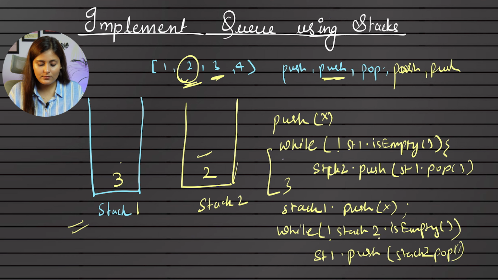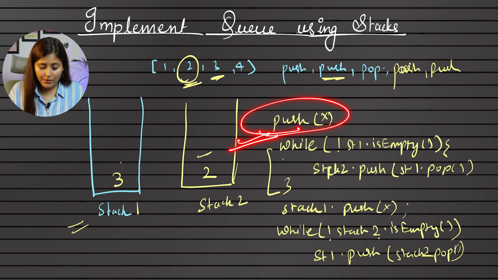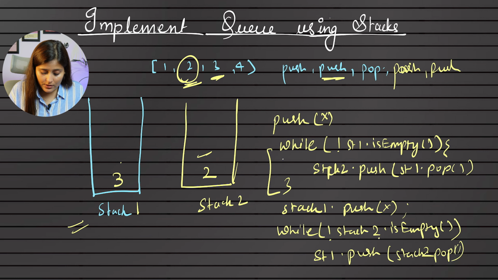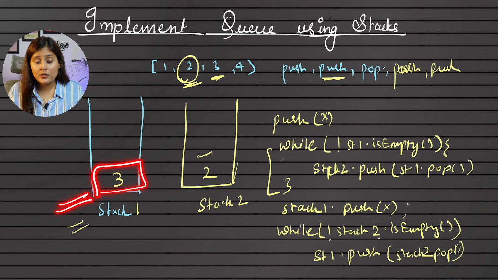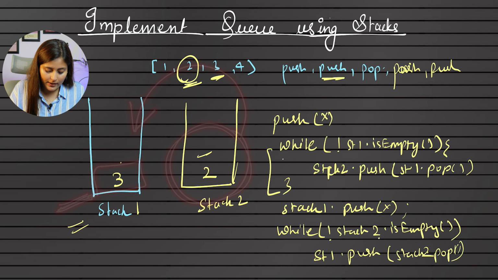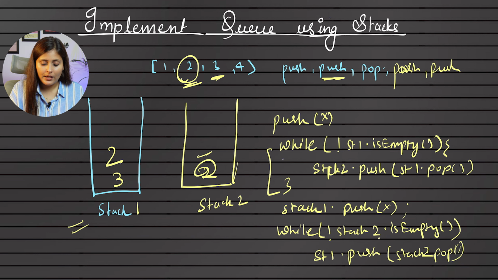Very simple. So whenever there is any push functionality, we will pop every such element from the stack 1 and push in the stack 2. Now we will push the element which we wanted to insert at the end, and then whatever was there in the container we will bring it back, correct? Okay, so now can I say 2 will come here? Yes.